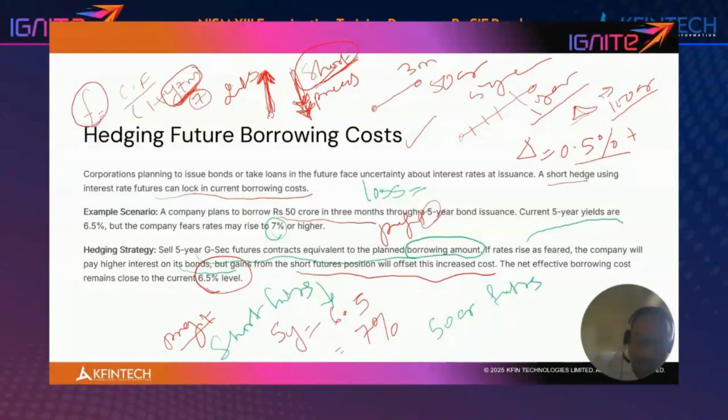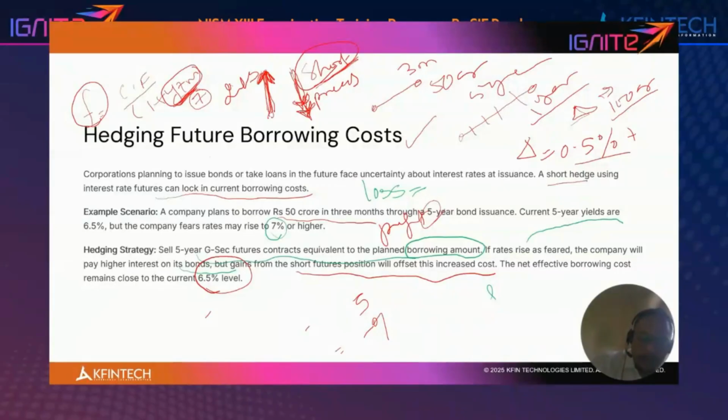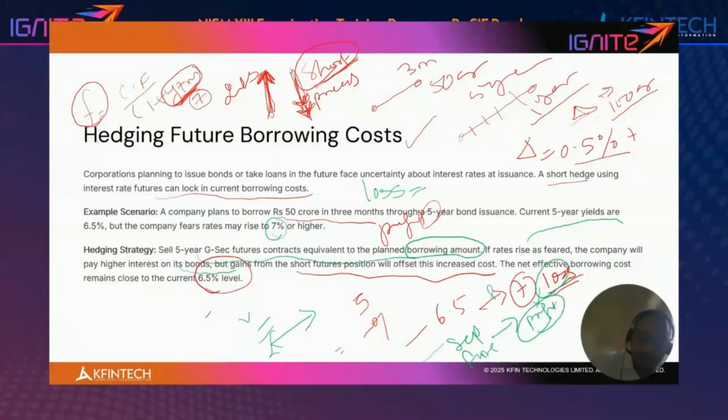So now let's understand it again. I'm borrowing at 6.5 and expecting it to go to 7. That means here I'm going to have a loss. But if I'm expecting it to go to 7, that means the bond prices should fall. So that's why I sell the future. And when the interest rate goes up, the future becomes profitable. So loss over here, profit over here, they get netted off. Not exactly, but approximately they get netted off. And then you're protected against any adverse movement of the interest rate.